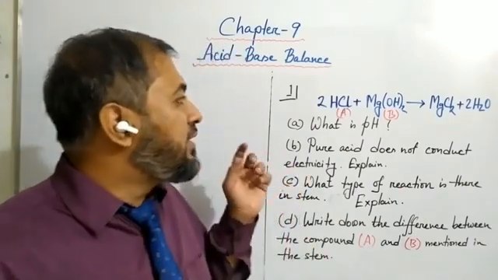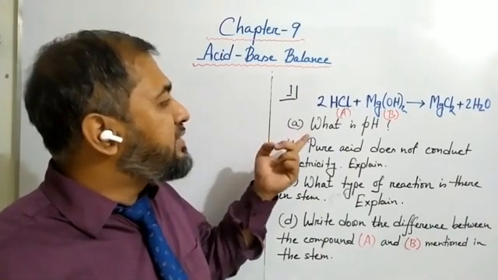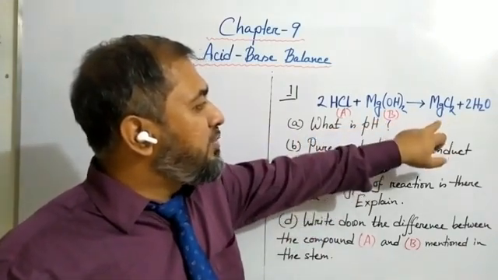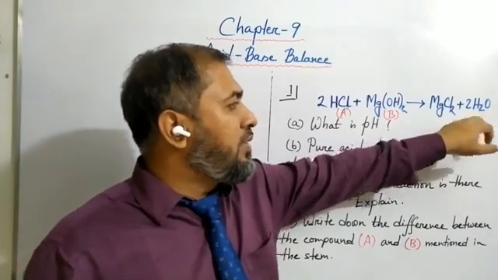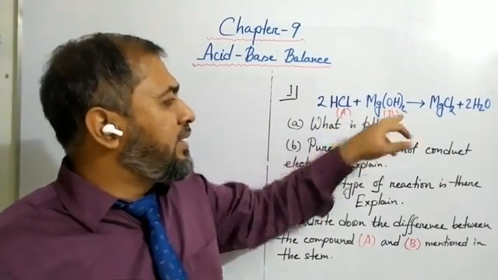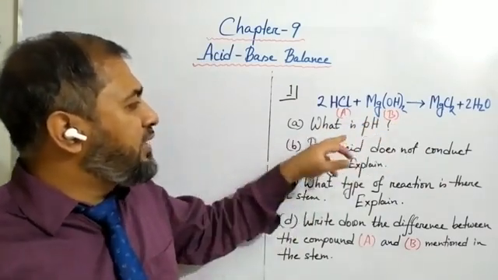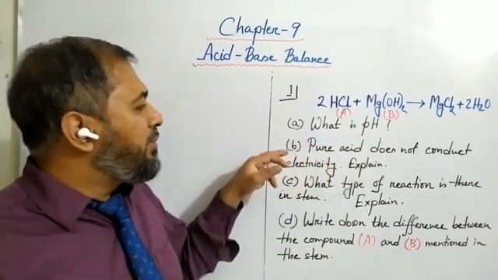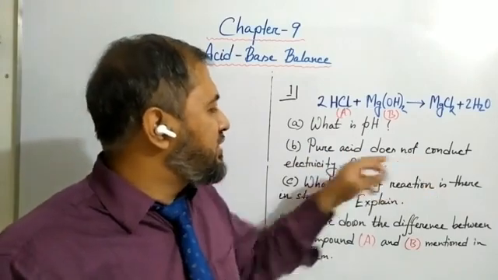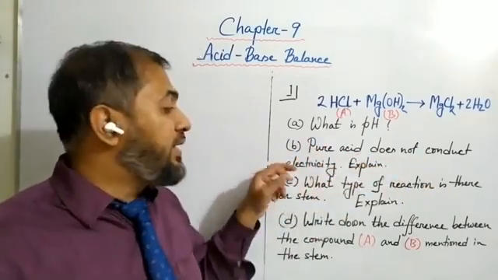You can see there is a reaction provided in the stem, which is hydrochloric acid reacting with magnesium hydroxide and producing magnesium chloride and water molecule, and the two compounds are denoted by A and B. Now, first question: what is pH? Question B: pure acid does not conduct electricity. Explain.